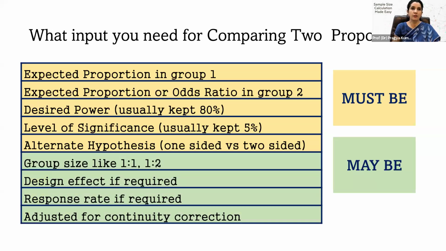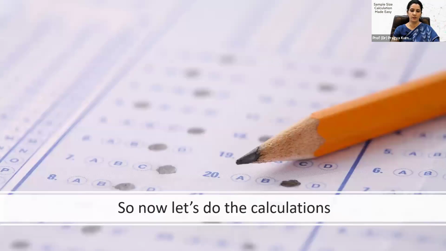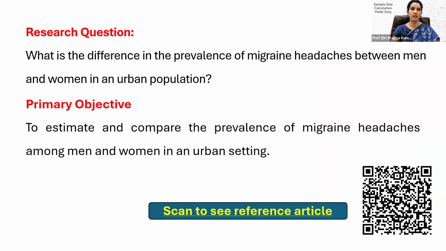And then you may consider group sizes. So here comes the effect of group sizes. You may want to have equal groups in both the comparison group and the study group, or you may want to have 1:2. And if needed, the design effect, then you can put that. Or response rate, like we have discussed, or there's another concept, that is the continuity correction. If the sample size is less than 30, then generally the statistical package takes the Z distribution. But to make it a T distribution, we apply continuity correction. So continuity correction should be applied whenever the sample size is small. And by default, you can apply it to all the options. So now let's see some examples. So this is one research question.